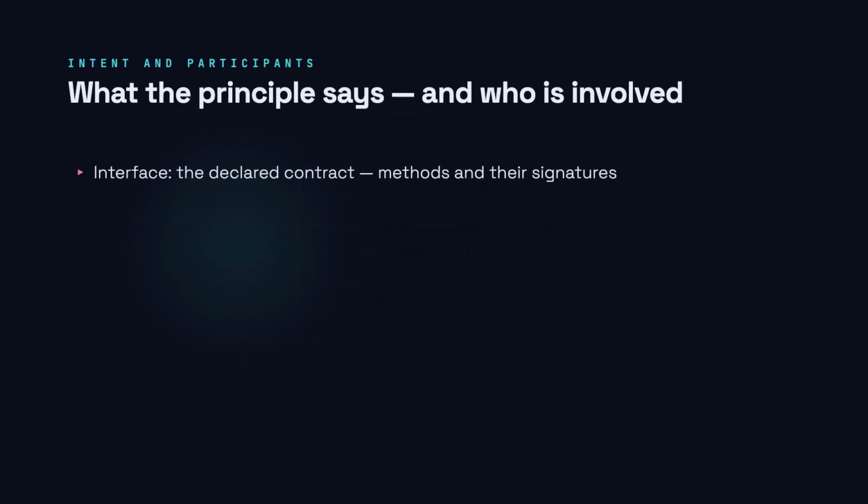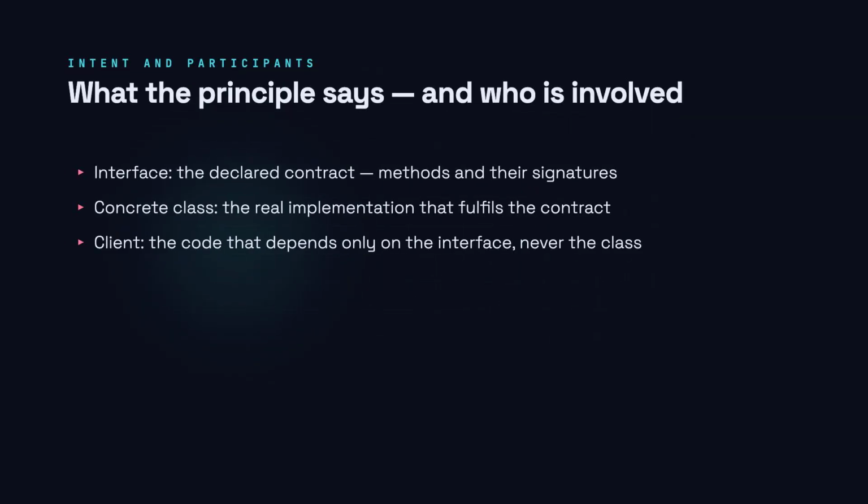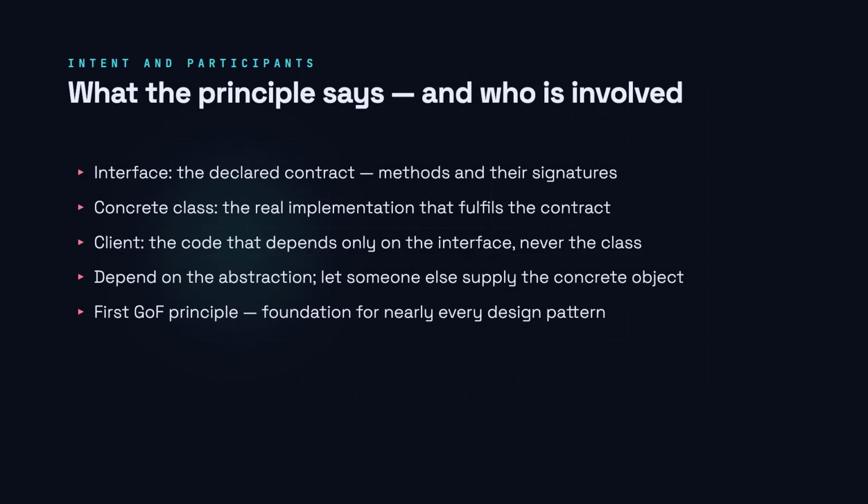The principle has three participants. First, the interface, a declared contract that lists what operations are available with no implementation details. Second, the concrete class, the real object that carries out those operations. Third, the client, the code that needs to do work. The key rule is that the client declares its dependency using the interface type, never the concrete class name. Who supplies the concrete object is a separate concern, often handled by a constructor parameter or a factory.